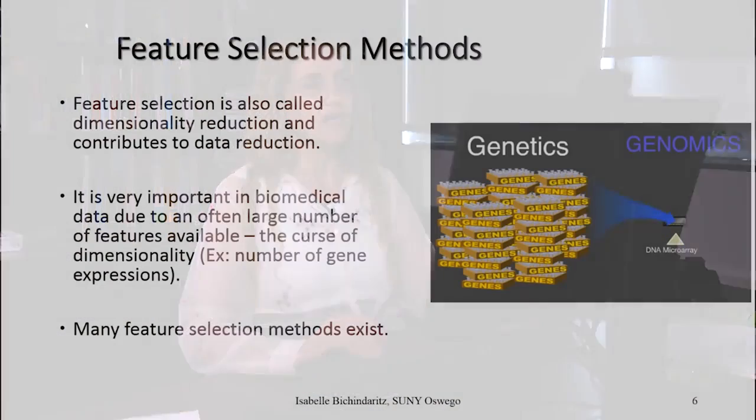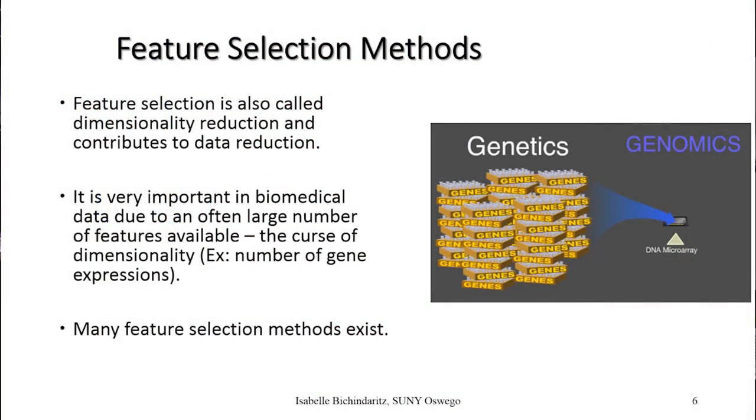So let's get started with feature selection methods by looking at an overview of different feature selection methods. Feature selection is also called dimensionality reduction, and for that reason it contributes to data reduction. It's very important in biomedical data because there are a large number of features available. This is referred to as the curse of dimensionality. For example, the number of gene expressions.